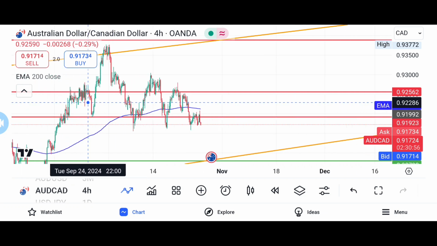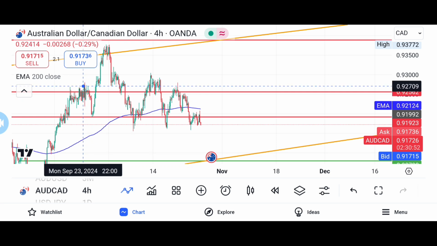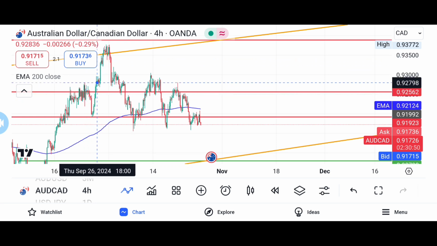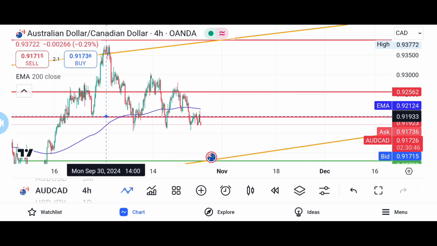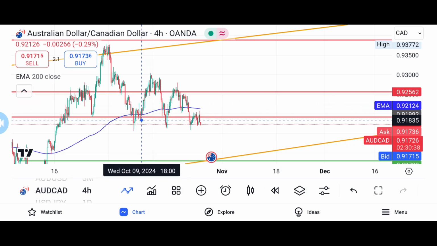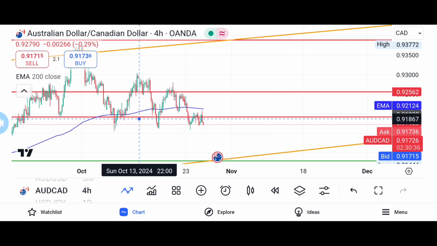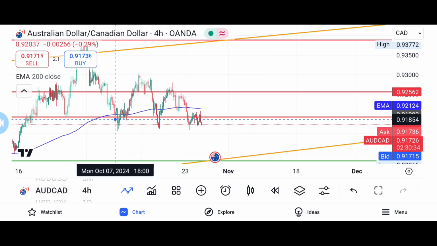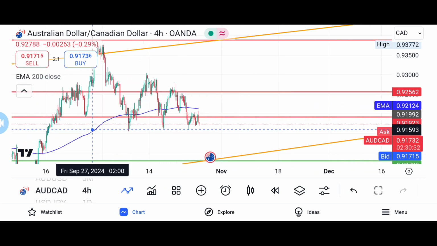I know it is a bit complicated, but it's similar. This was our right shoulder, the head, and the left shoulder, and then this is our neckline. So where do we enter this market, guys? Now at our 4-hour time frame, we can see something different. Something is forming.